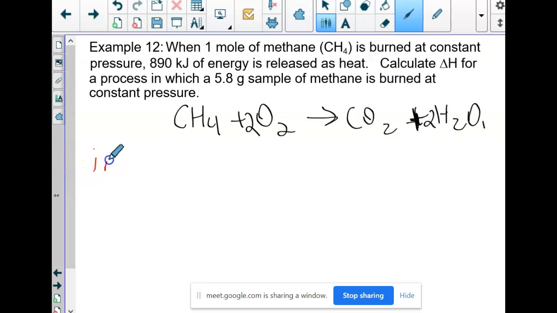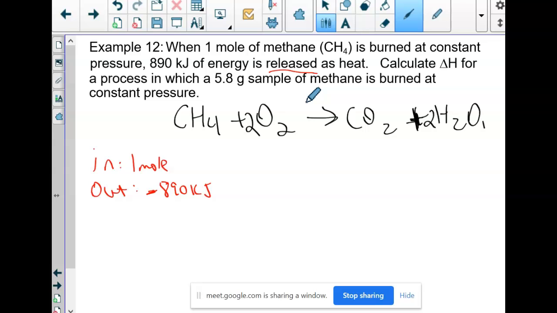So our in is going to be 1 mole, right? And our out is going to be 890 kilojoules. Questions about that piece? Now, 890 kilojoules, but I wrote a kilojoule, right? So anytime I write a calorie, a joule, or a kilojoule, I have to consider its sign, its direction, and it's negative because I see the word released. Questions about the in and out piece first?